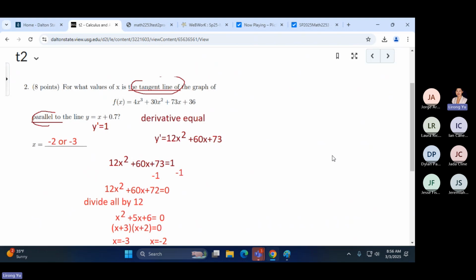For the first function, 4x cubed plus 30x squared plus 73x plus 36, you find the derivative, and it will be 12x squared plus 60x plus 73. Right, so that's one derivative. This one is y equal to x plus 0.7, and if you find the derivative, it is 1. So this y prime on the left and this y prime on the right have to equal each other, so we set them equal. And then this now is the equation.